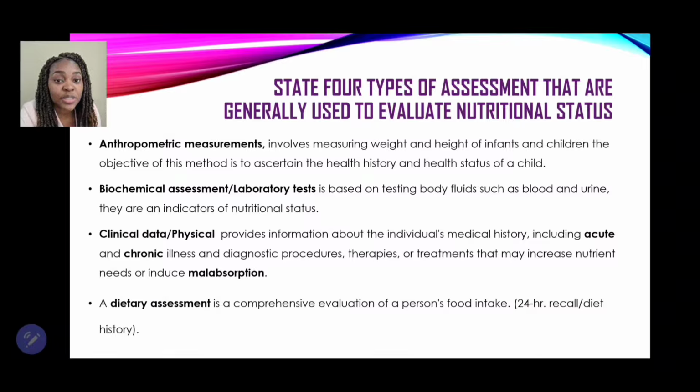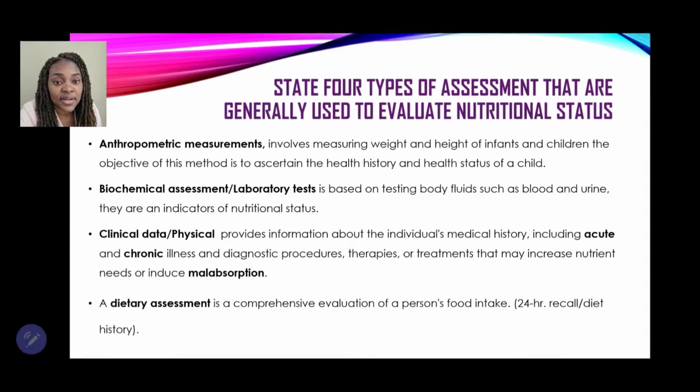So the ideal responses are anthropometric measurements, which involves measuring weight and height of infants and children. The objective of this method is to ascertain the health history and health status of a child. The next one is biochemical assessment, or we may say laboratory test in brackets, is based on testing body fluids such as blood and urine, as they are indicators of nutritional status.